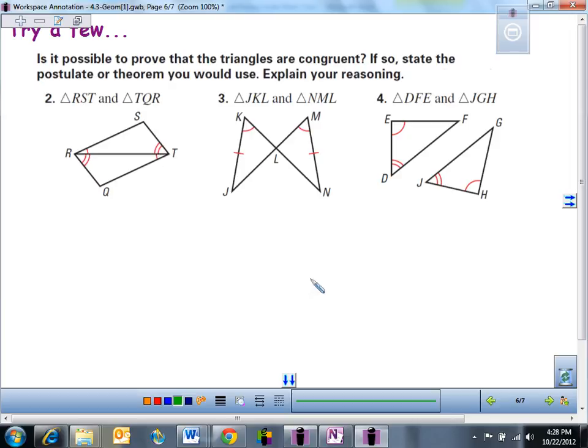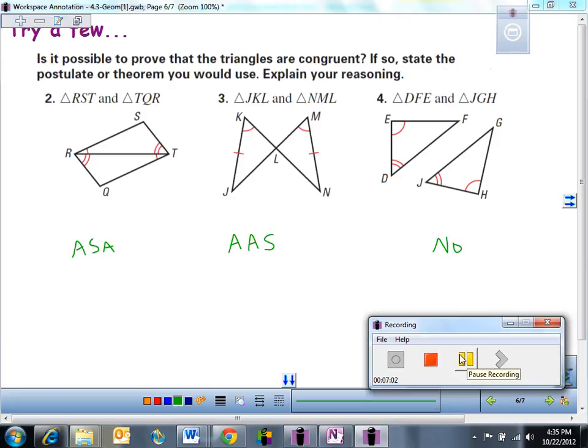So why don't you pause the video, let them try this. So here are the answers. ASA, the missing included side would happen because of reflexive. Number 3, the missing angle would be because of vertical angles, so we say AAS. And then number 4, there's no connection with any other side or angle, so those would be a no.